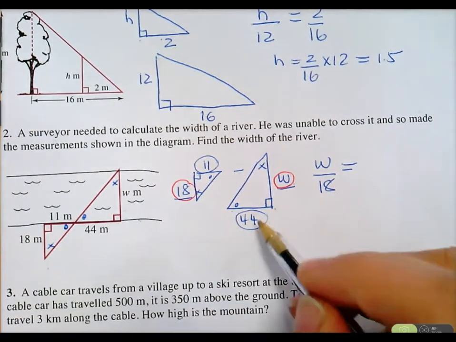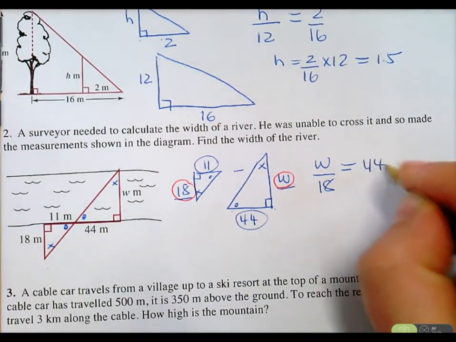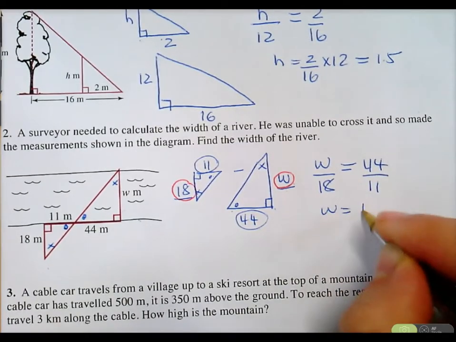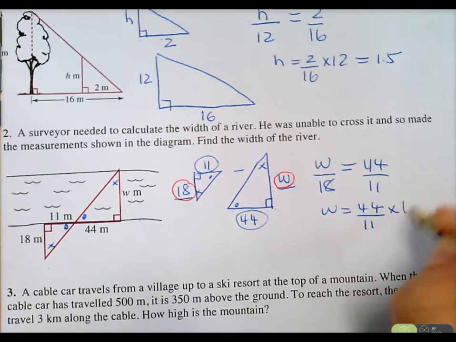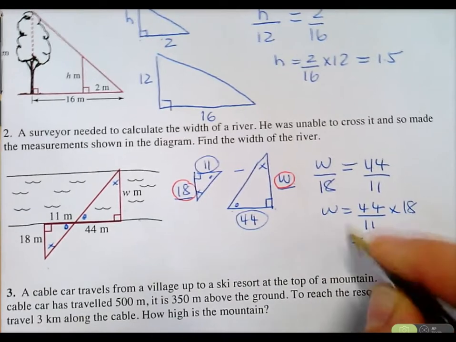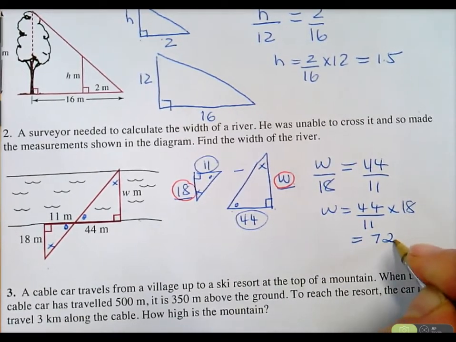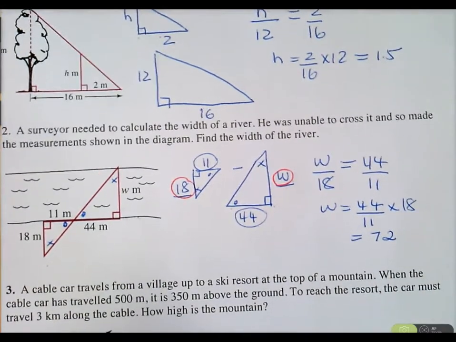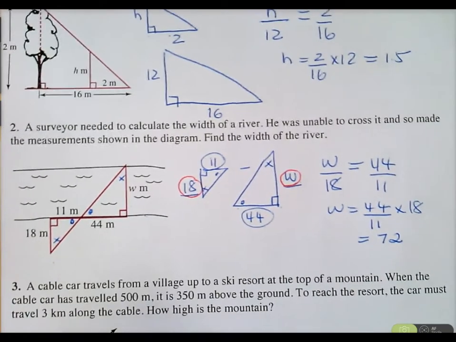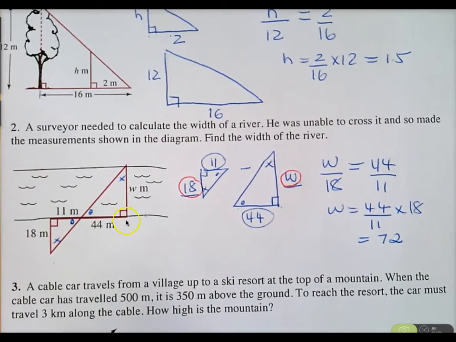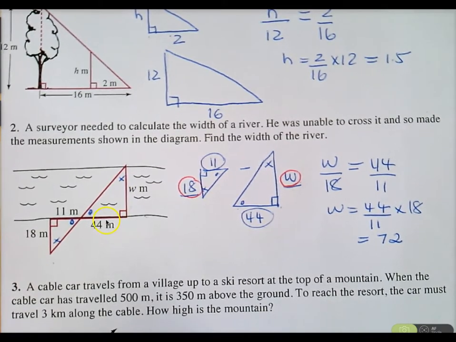W over 18 equals 44 over 11. W is 44 over 11 times 18, which is 72. The river is 72 metres wide. Hey, look at that. They measured the width of the river without even going to the other side, using similar triangles. Pretty good, huh? See, 44 there, 11 and 18.